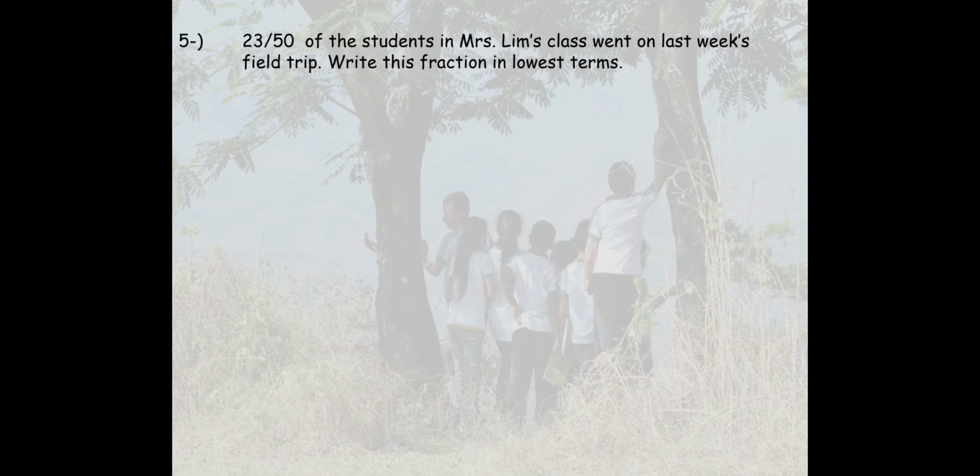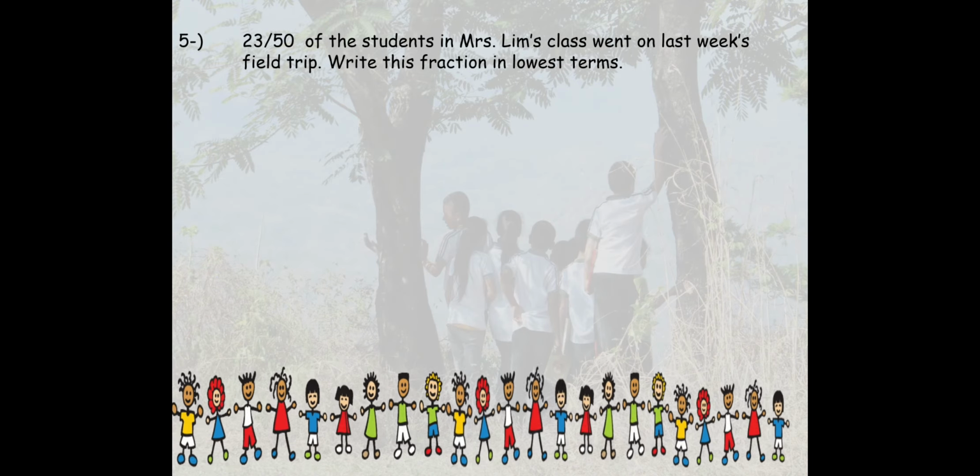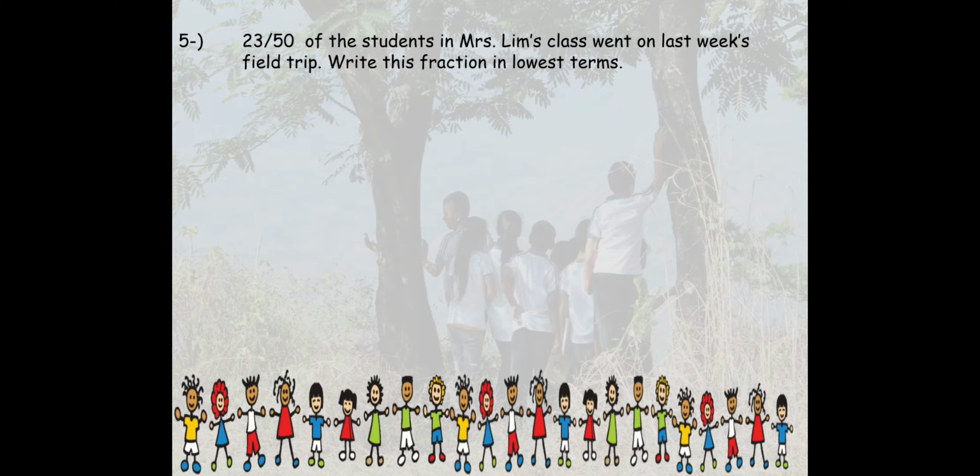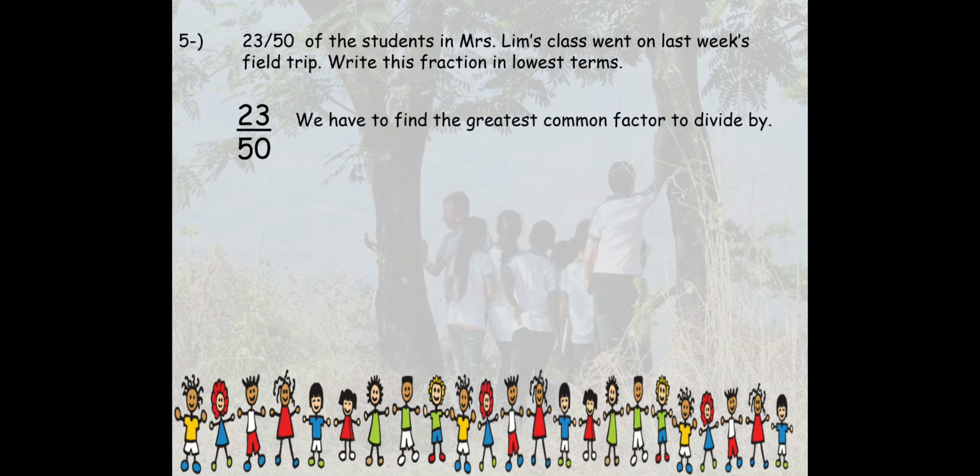Number 5. 23 out of 50 of the students in Mrs. Lim's class went on last week's field trip. Write this fraction in lowest terms. We have to find the greatest common factor to divide by. Again, here you can use the table. There are many other ways to do it, but this is the fastest and the shortest.